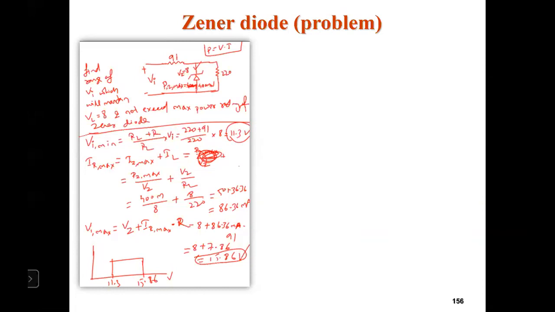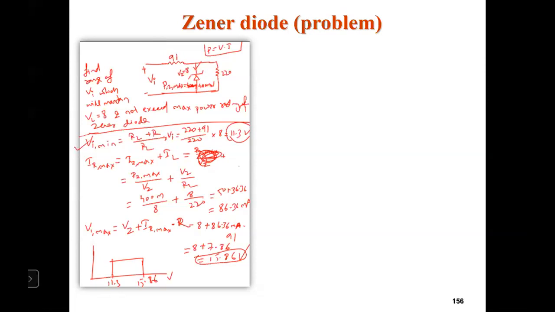So to limit that, there is a parameter. The maximum power consumed across this Zener diode will be 400 milliwatt. That means you have to restrict the current such that the power consumption across the Zener diode is at most 400 milliwatt. Just look at this in the same way it is done.